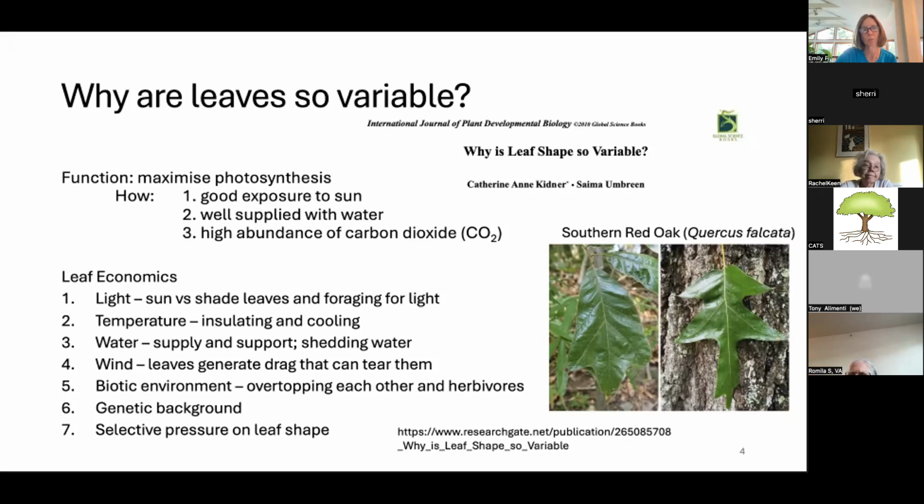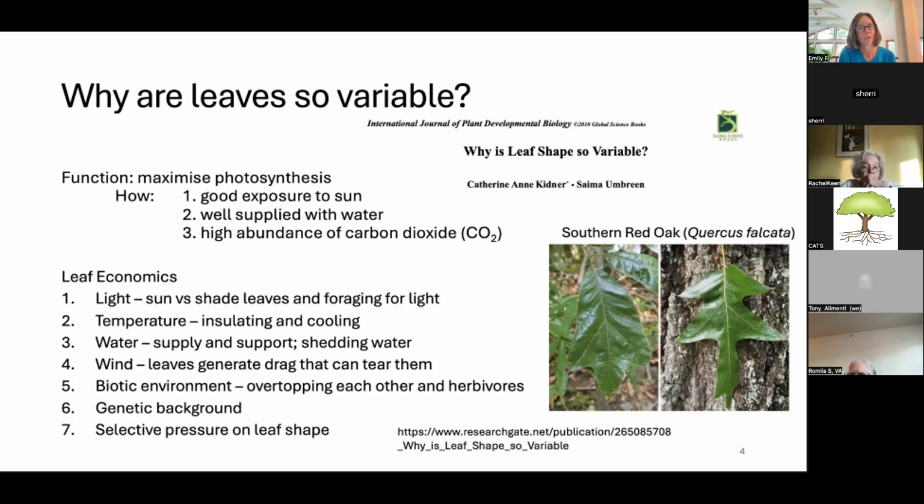Temperature is also a really important part of the economics. Insulating and cooling. There are leaves that will have hair on them, and the hair will help prevent desiccation in summer, and will also help them thermoregulate their temperature so that they don't hit freezing like the ambient air temperature. So things like hair, or a waxy leaf, will help it insulate, and different things like that.